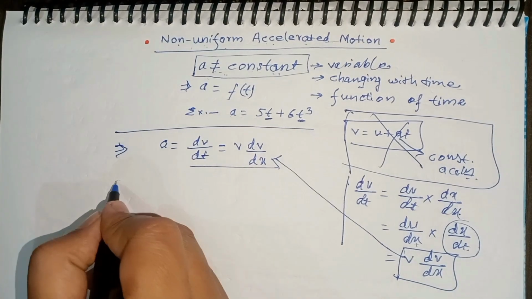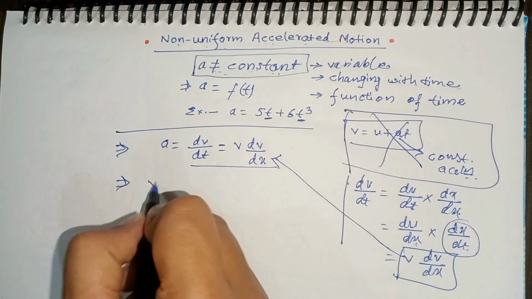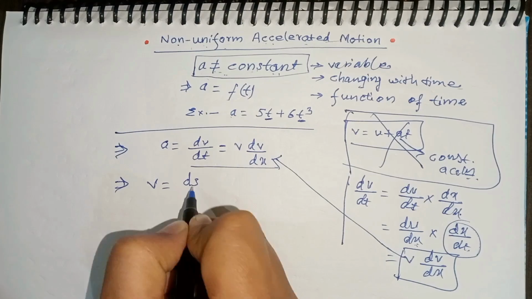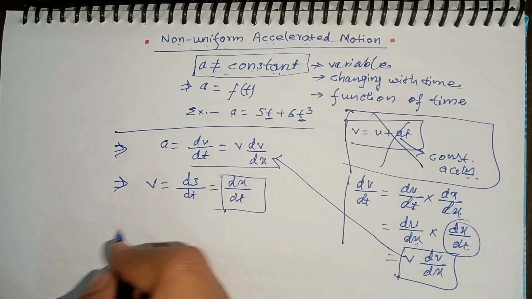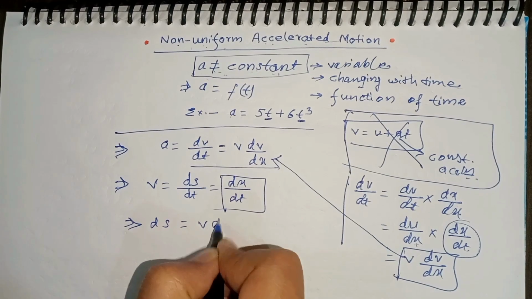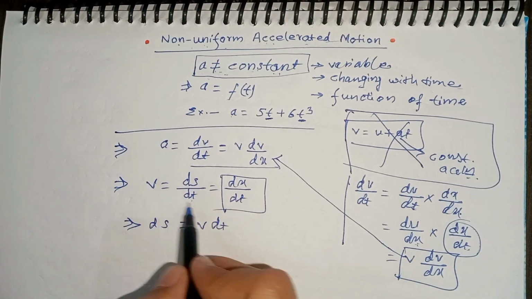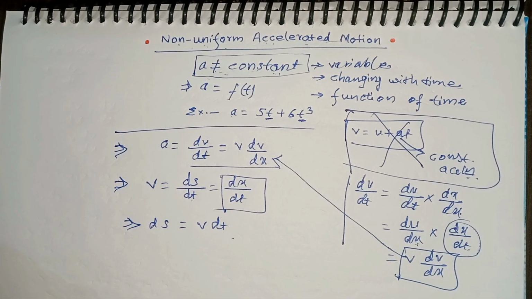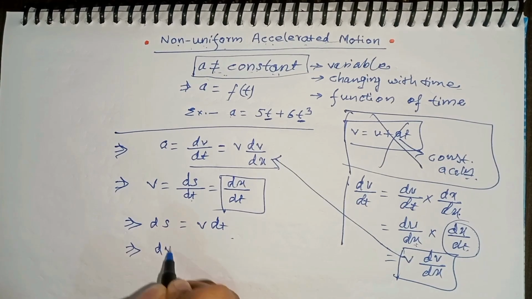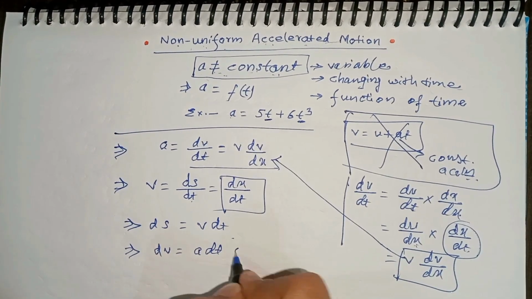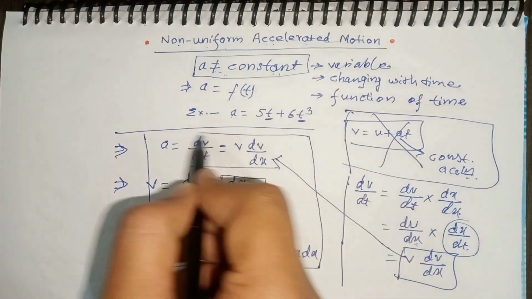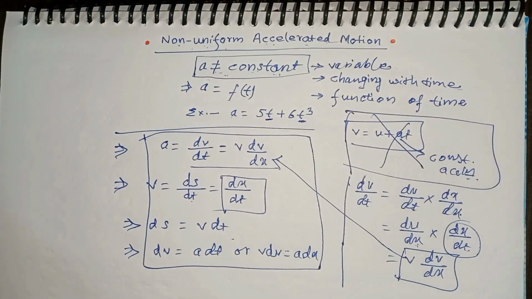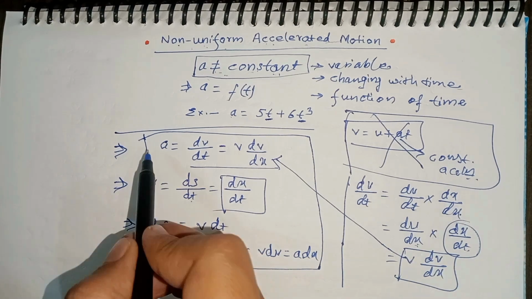This is one equation. Another equation is v equals ds by dt, or you can write dx by dt in any way. ds equals v dt. By cross multiplying this, we can also write one more thing: dv equals a dt, or v dv equals a dx. These are the equations which hold for non-uniform accelerated motion. Mainly these two.